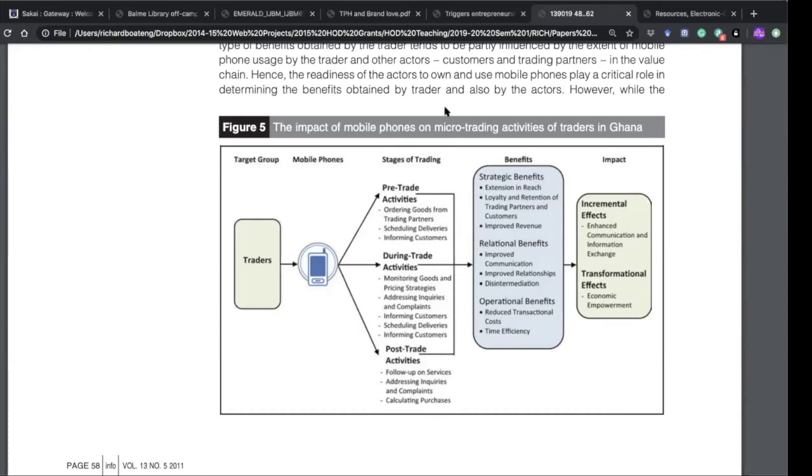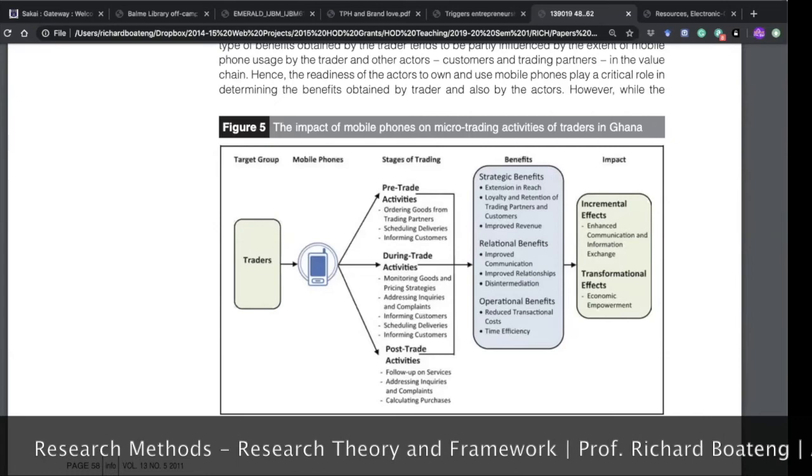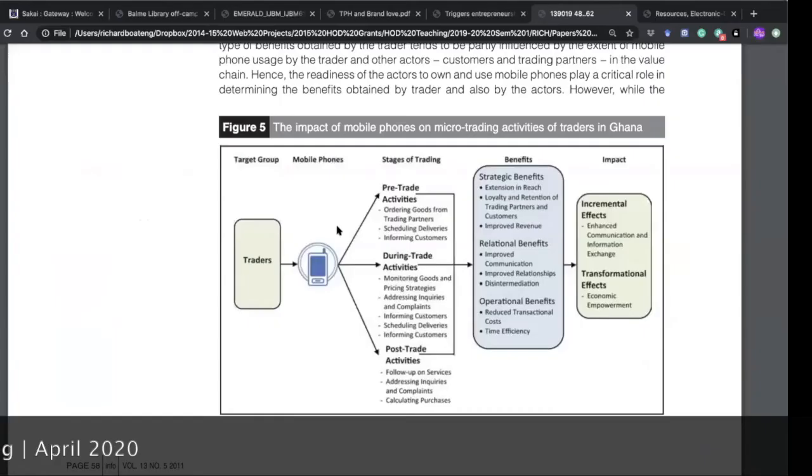We didn't just pick one theory that can explain everything because there was nothing like that existing. But we realized that in the literature, there have been discussions of models or explanations of how impact occurs, how benefits occur, and how stages of trading occur. That was much more measurable and easier for us to carry out, more parsimonious, than trying to have one that explains so many complex things. So if you look at it, the explanation for that particular theory is very simple.